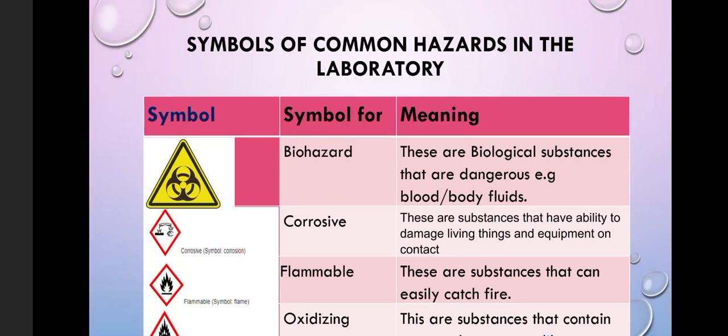Then the next symbol is a symbol for flame. That symbol stands for flammable, and these are substances that can easily catch fire. The last symbol in our table is a symbol for oxidizing, and normally these are materials that contain oxygen that can be taken by another substance that is more reactive than them.